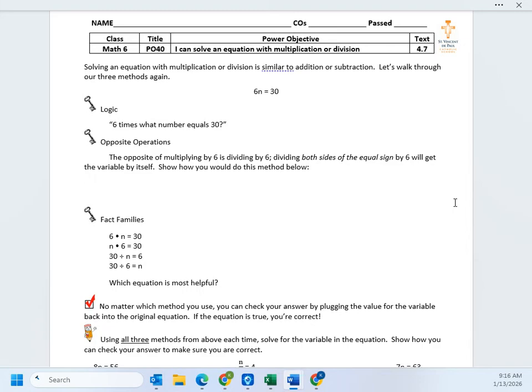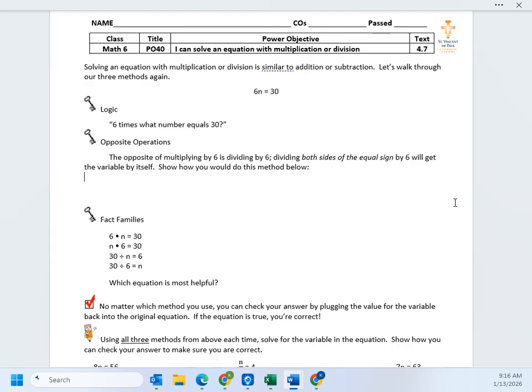Remember, when it's simpler problems, we can do things like ask that logic question, or we can do the fact families, or we can do opposite operations. So for these first few objectives, we can use any of those methods. Remember, in the future, we are going to narrow it down to opposite operations. So we are practicing using those so we get comfortable with it, because that's what we're going to focus on.